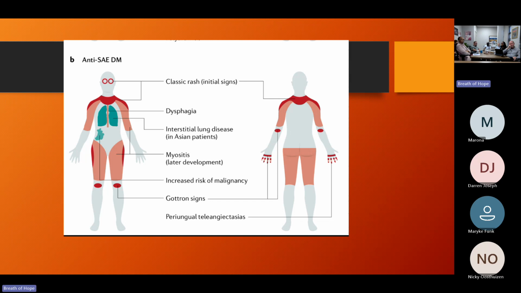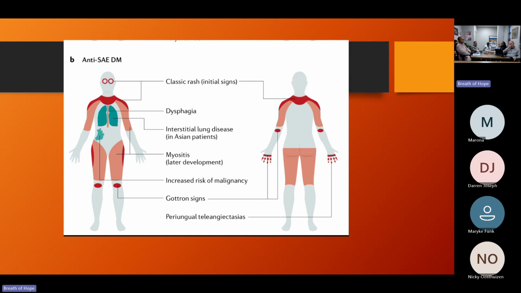Okay, SAE is a small ubiquitin-like modifier activating enzyme. It also plays a role in cell signaling and things like that. This one also has a smaller risk for cancer, but still present. I only recently saw my first patient with this, a patient who was of Asian descent.